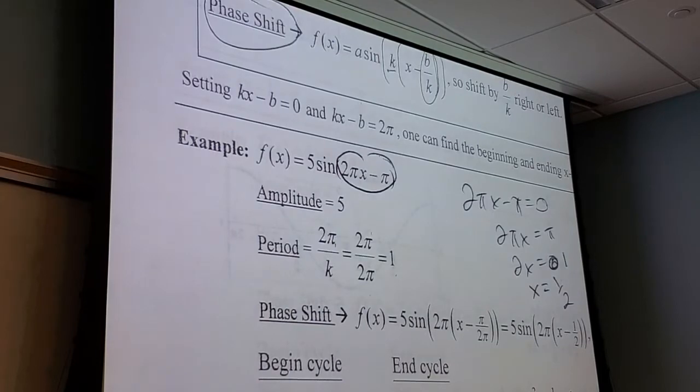I really want you to get this. We just got the period a different way. I begin at 1/2, I end at 3/2, so it takes 1 to get through a full cycle. And then we did the period the other way, 2 pi divided by k, and we still got 1. So it's nice to be able to verify in 2 different ways. You get the same thing.